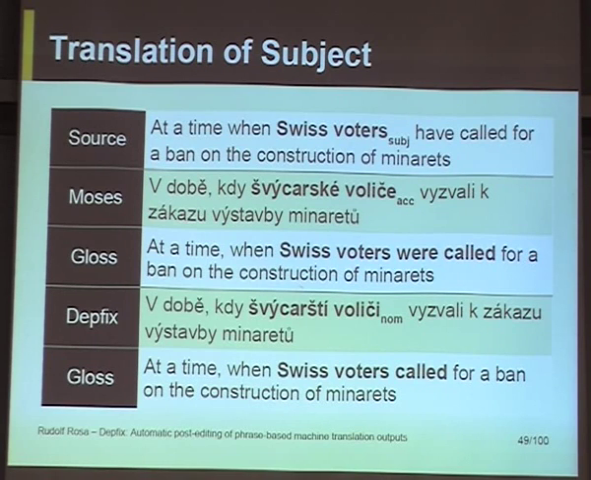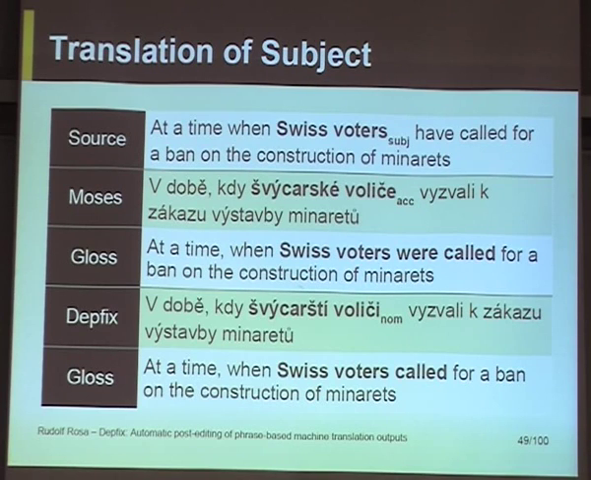Translation of subject, this is what we already saw in the trees, so another example where it's maybe a more serious error. "At a time when Swiss voters have called for a ban on the construction of minarets" got translated as "době, když švýcarské voliče vyzvali k zákazu výstavby minaretu", which kind of changes the meaning of the sentence, because it seems that the Swiss voters are the object and not the subject. But again, we know that in English this is a subject, so in Czech we can put it into nominative case, and we get the correct sentence.